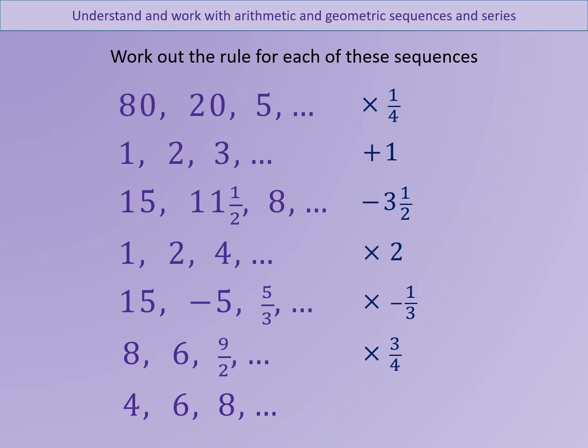For this sequence, we can see that we are multiplying by 3/4 or multiplying by 3 and dividing by 4. And the final sequence, we are adding 2 each time. So we basically have two types of sequence here. We have the types where we are adding or subtracting a number to get to the next term, and we have the ones where we are multiplying or dividing to get to the next term. We're going to consider each of those two cases separately.